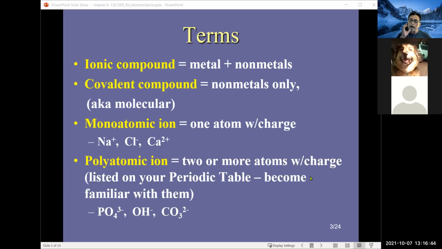Excuse me. Now we have polyatomic ions. Anyone have a question here? Yes, London, that is correct. Now let me share our periodic table with you.